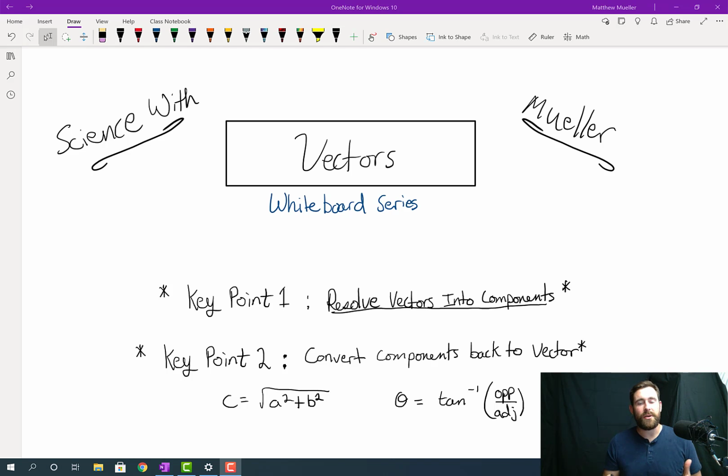Today in our whiteboard series, we're talking about vectors. So let's get into it. We have two key points about vectors.